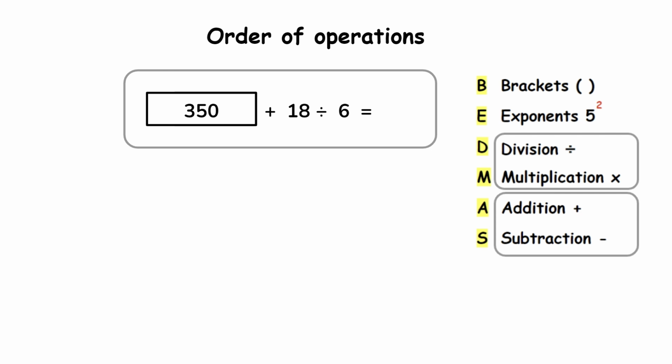Now, between the remaining operations, we can see that division comes before addition. So let's divide 18 by 6, which equals 3. And now that there is only one operation remaining, we can go ahead and finish solving the problem. 350 plus 3, which equals 353. So this is how to use order of operations rule when solving math problems with multiple operations.